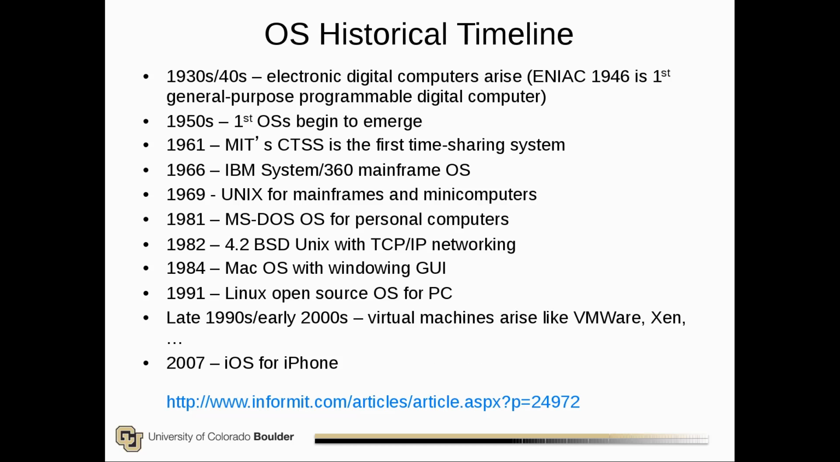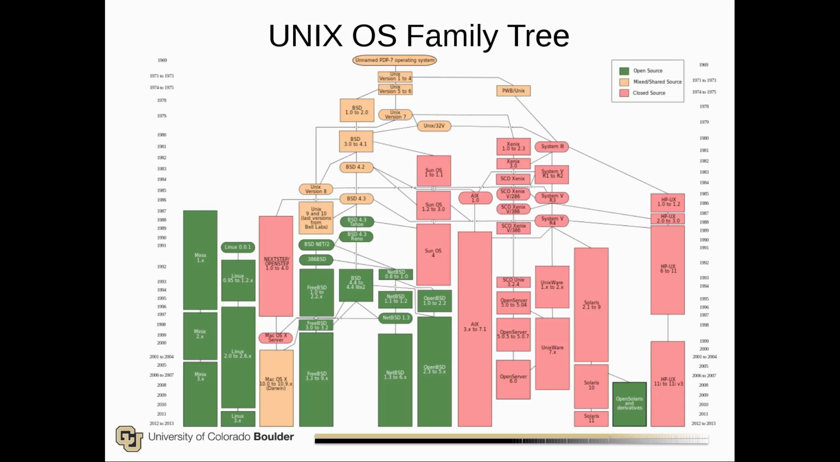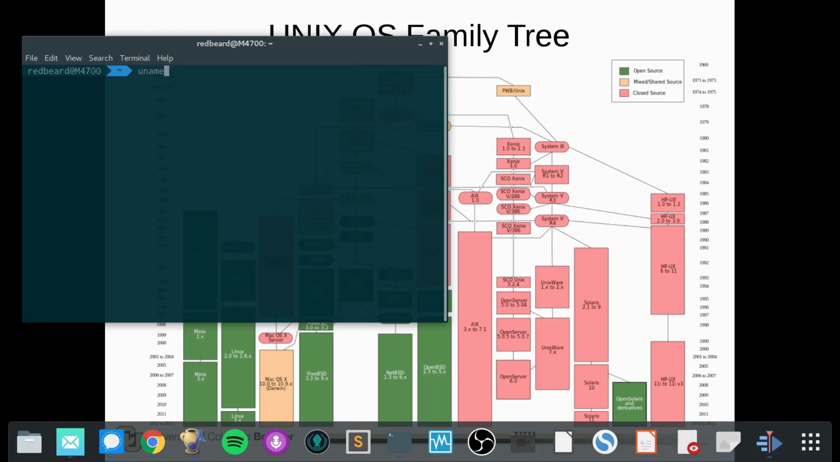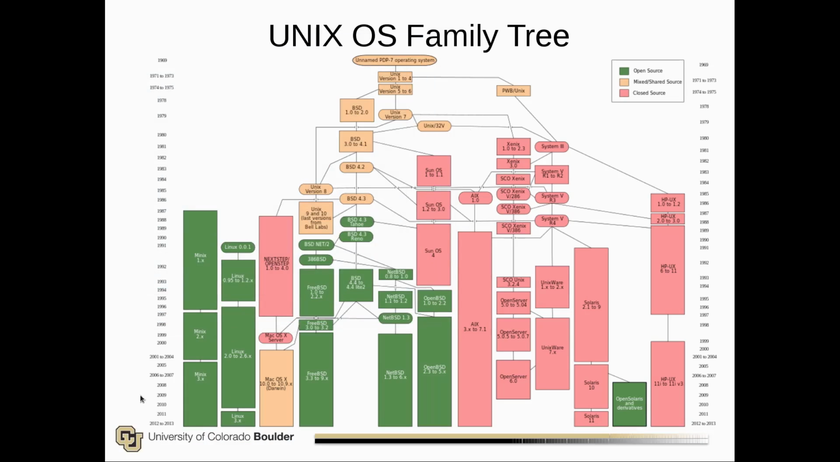Here's a historical timeline of operating systems. I provided a link to the website that goes more into the history if you're interested. You won't be tested over any of this, but you should check it out. This is actually pretty cool. It's a UNIX family tree. You can check it out on the slides when you get a chance. Let's see here. So we're on Kernel 4.10, and you can see that the family tree actually only goes to 3.x, so it just continues to grow.